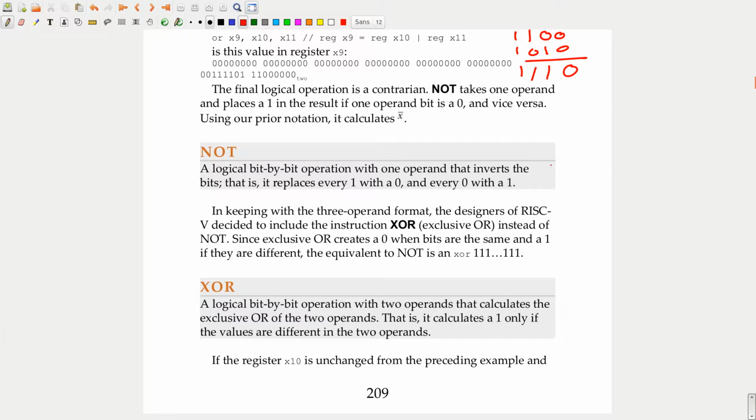Not, we'll just do the inverse. So if we do not 1, it becomes 0. And if we do not 0, it becomes 1.